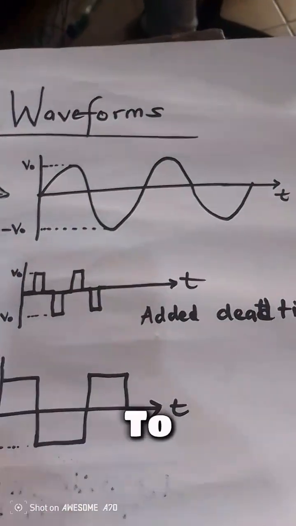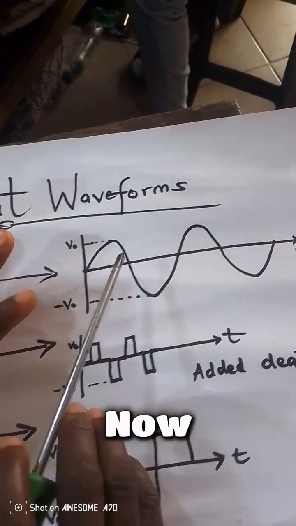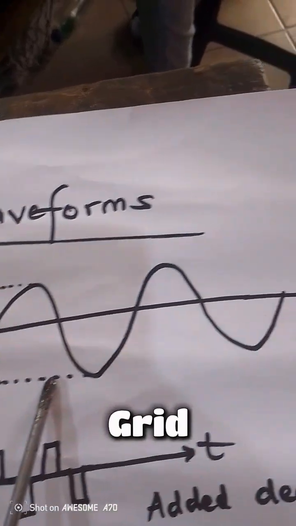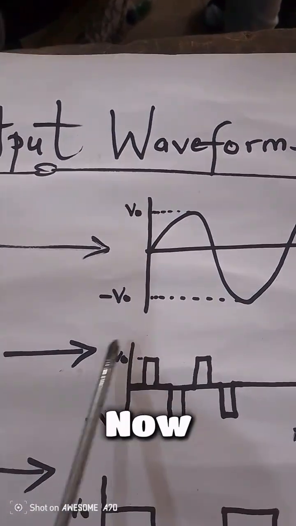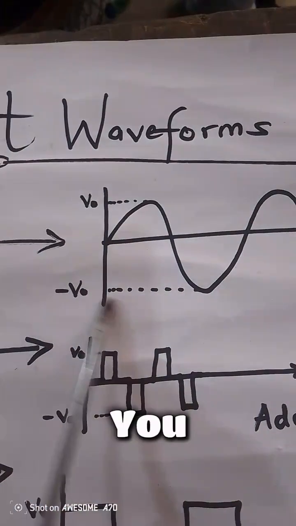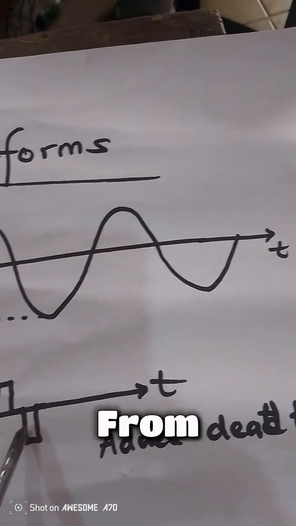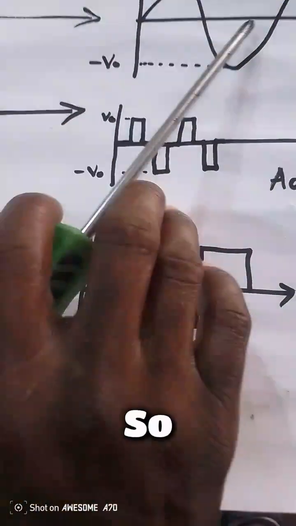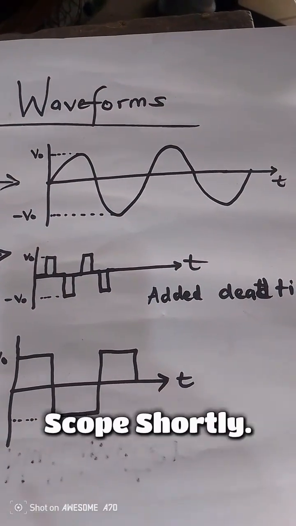Now I want to move on to the pure sine wave. This is actually the best among the three. This waveform mimics what you get from your generators and your grid supply. It is smooth and clean, and does not produce the buzzing noise you hear from appliances that use the modified sine wave or the square wave. So this is actually recommended. I will show you how this looks on the oscilloscope shortly.